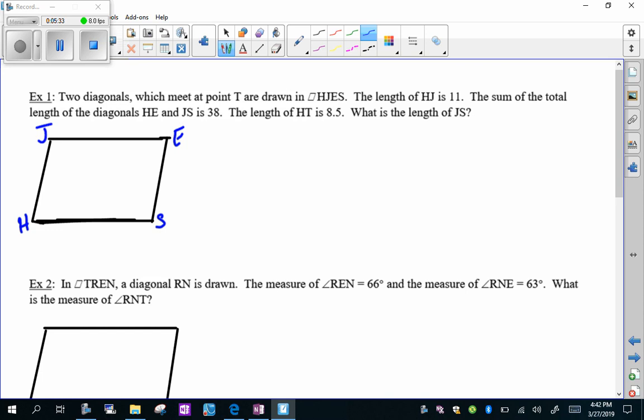Okay, now, it says that I have HJ is 11, so I'm going to fill that in. And then my diagonals are HE, so I'm going to draw that, and JS, and I'm going to draw that one. And you should do the same. And it says that they meet at T.